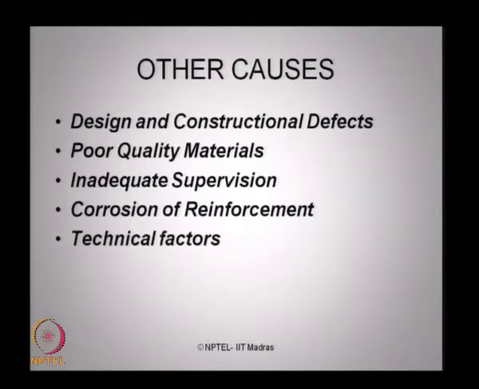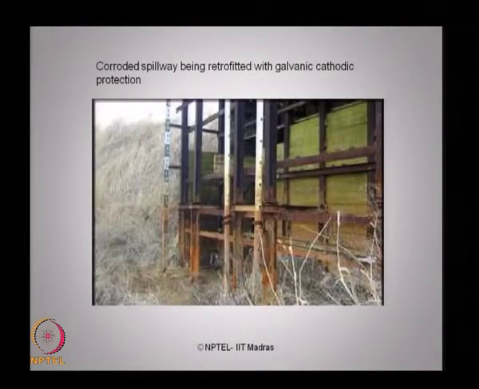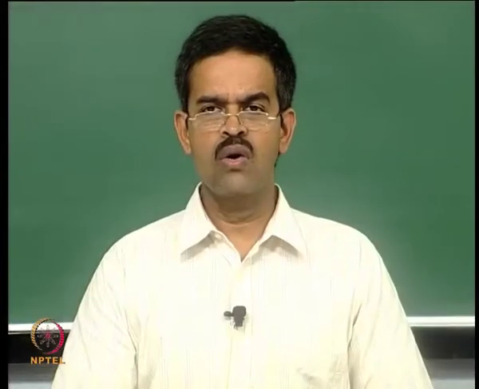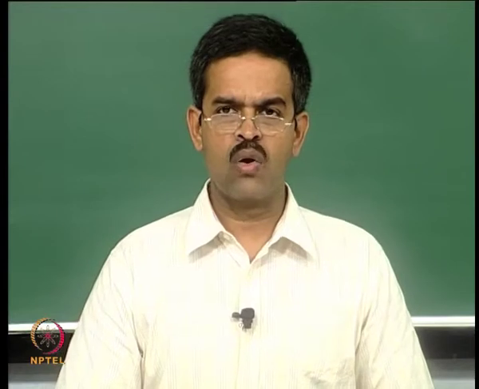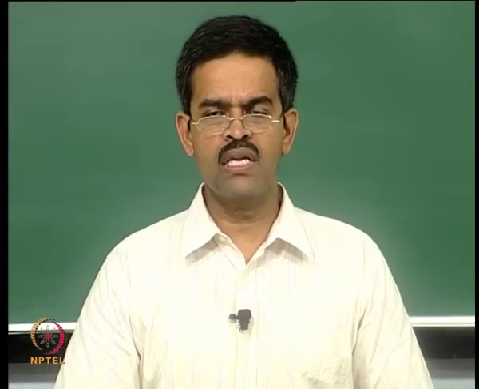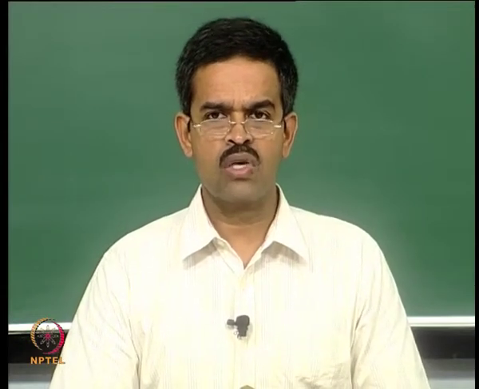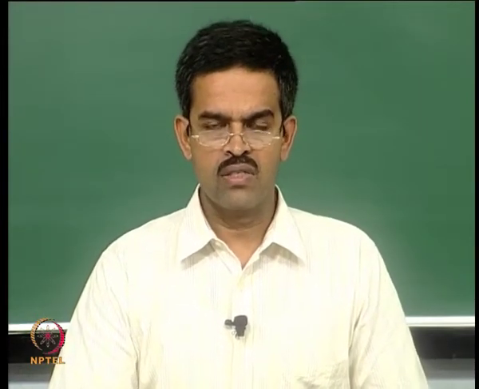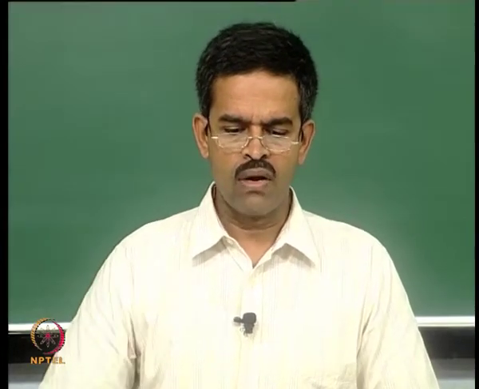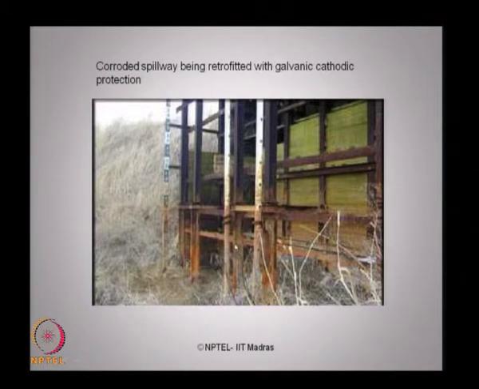There can be other technical factors which can also lead to durability problems related to concrete in marine environment. Here is a photograph. What you see is a corroded spillway which has been retrofitted with galvanic cathodic protection. So, we will talk about corrosion in detail in the following lecture, where we will talk about what the corrosion process is and what the different methods are by which you can protect against corrosion. Ladies and gentlemen, as we all agree, corrosion cannot be prevented. It is very difficult because it is inherently present in the sea environment. Of course, corrosion can be retarded, slowed down, corrected, or protected. So, one such methodology which has been used for the corroded spillway, using galvanic cathodic protection, is what you see in this photograph.